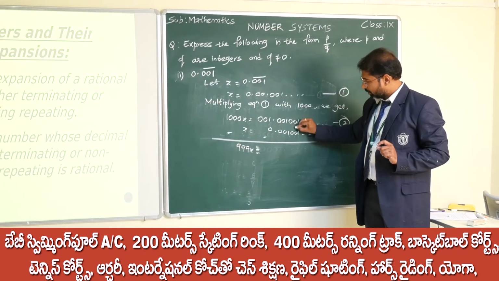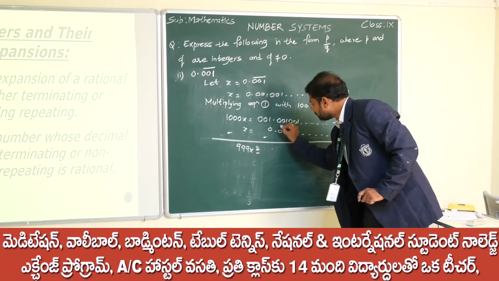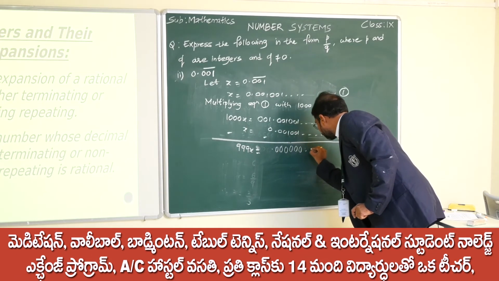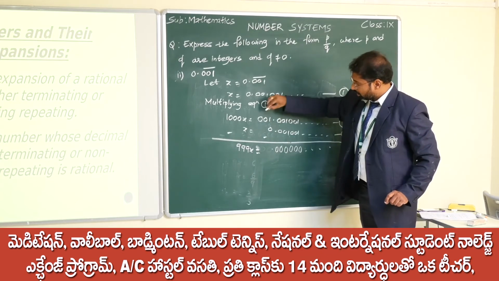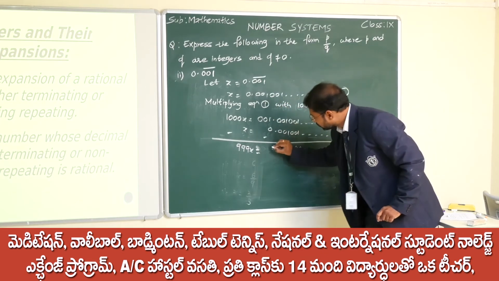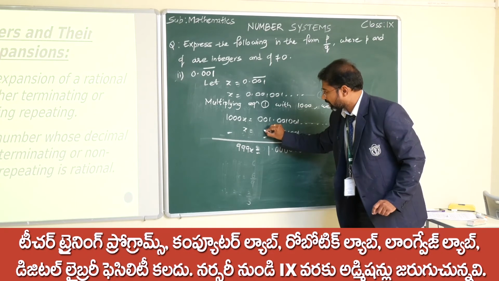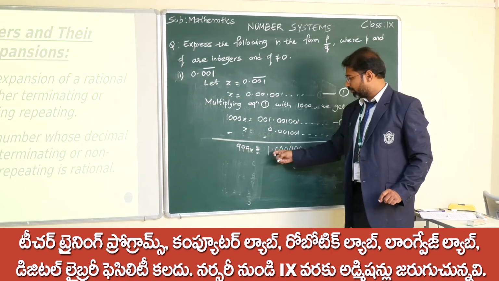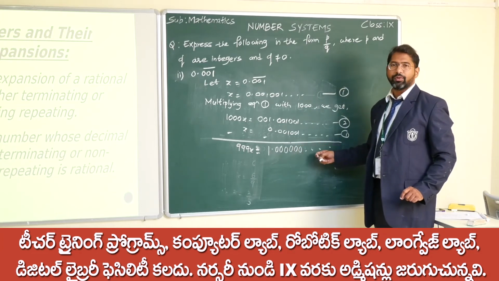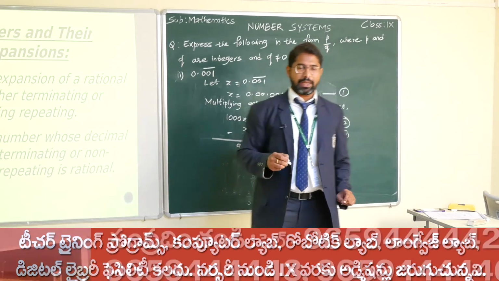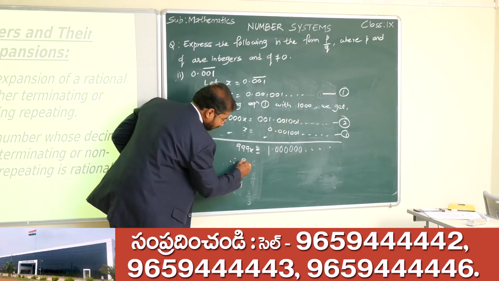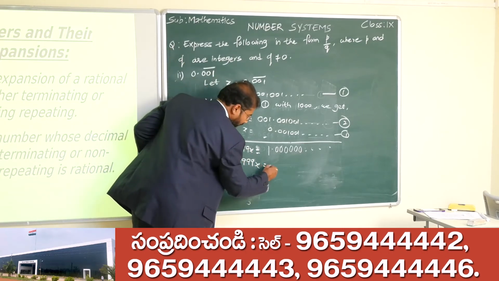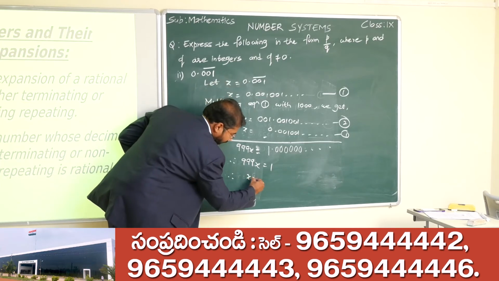1 minus 1 is 0. In the decimal part, you can see you will get only 0, and here 1 minus 0 is 1. Here you can imagine 0 minus 0, 0 minus 0, 0 minus 0. So which is nothing but 1.0000..., which is nothing but 1. Therefore, 999x is equal to 1. Therefore, x is equal to 1 by 999.